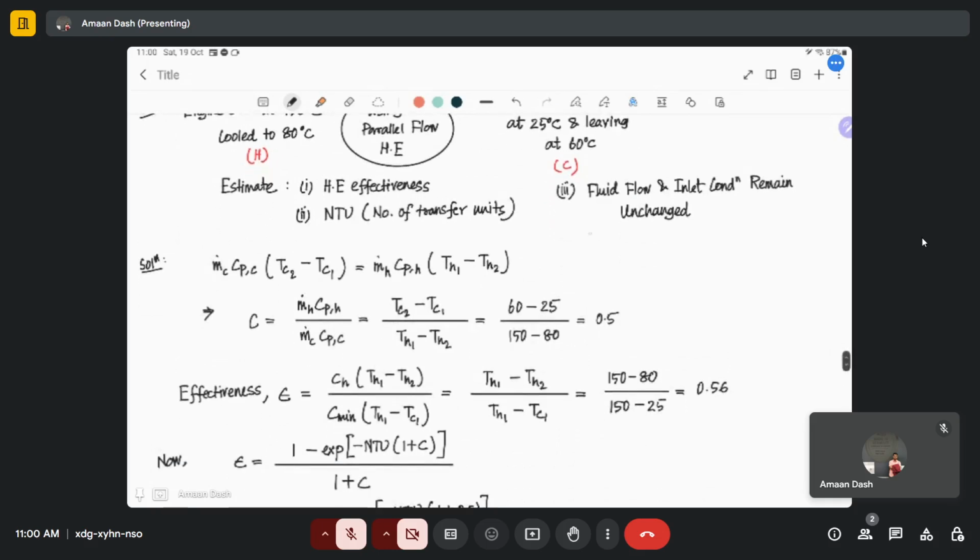What will be the lowest temperature to which the oil may be cooled by increasing the length of the exchanger?